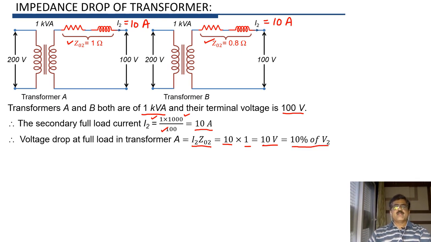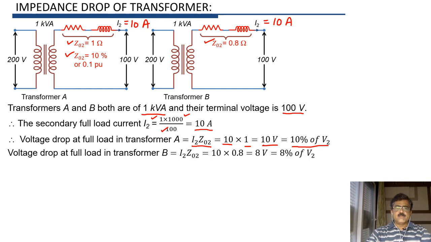So you can say that in case of transformer A, the voltage drop because of impedance is 10% at full load, and therefore we can say that Z02 is equal to 10%, or 10 divided by 100, that is 0.1 per unit or pu. So instead of expressing the impedance in ohm, I can express it in percentage or in per unit.